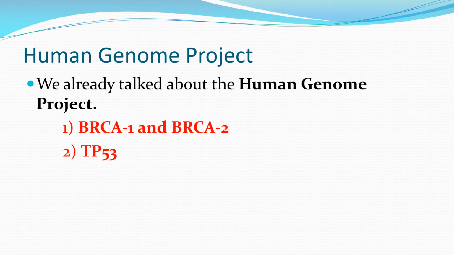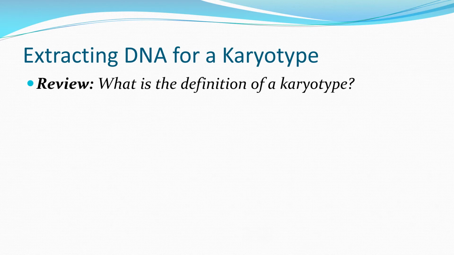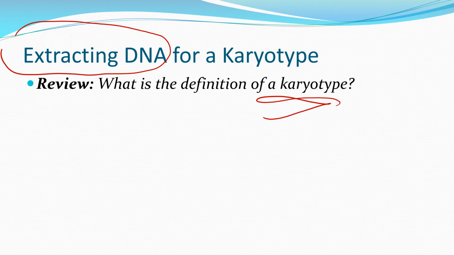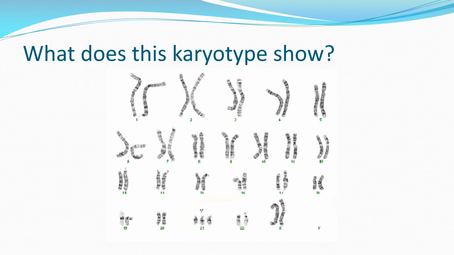Human Genome Project, where we talked about BRCA1, BRCA2, TP53. Extracting DNA for a karyotype. Remember, what is a karyotype? It is a way to examine someone's chromosomes. What does this chromosome show? So you look at all of them, hopefully you recognize what's going on here.